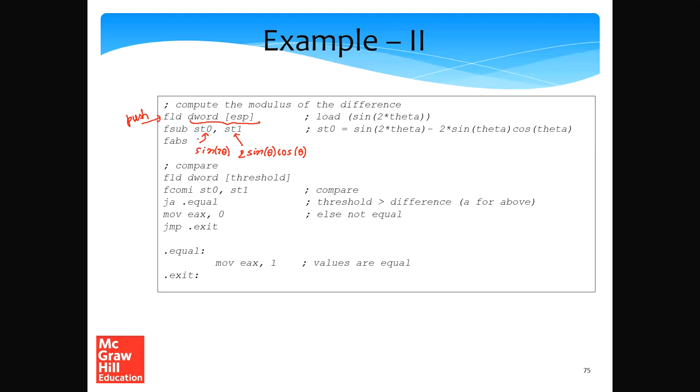Right? So at this point, let us subtract these two values, and the difference between them will be saved in st0. Let us also compute its absolute value using the fabs instruction. Maybe let me draw a line here. What does st0 contain? st0 contains the absolute value of the difference between sine of 2 theta and 2 sine theta cos theta.